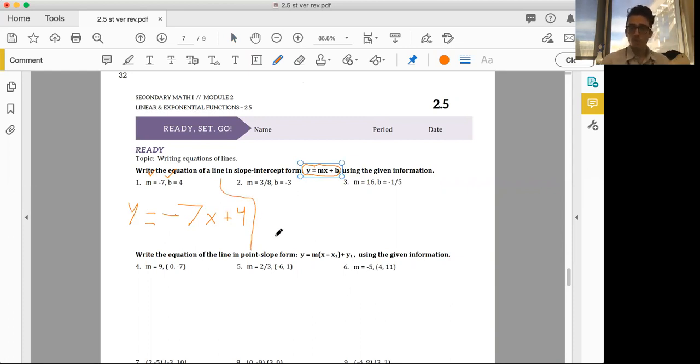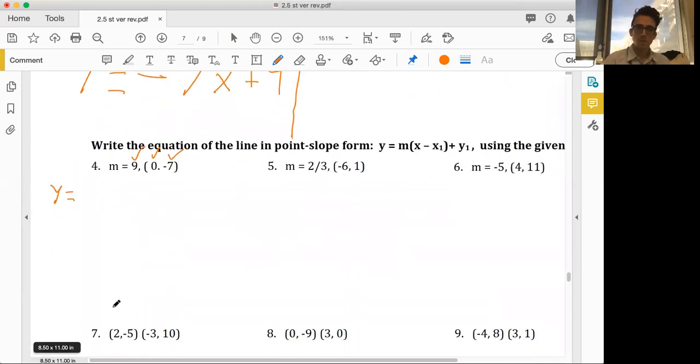The whole point of 2.5 was introducing this point slope form, so another way that lines can be rewritten. For 4, we're given m. We're also given this point here of 0, -7. So just model the equation the same way that it is here. So put in y, put in our slope of 9, put in parentheses, put in x, and then subtract x1, which I'm having 0, and then continue to write in that you're adding y1, which is -7.